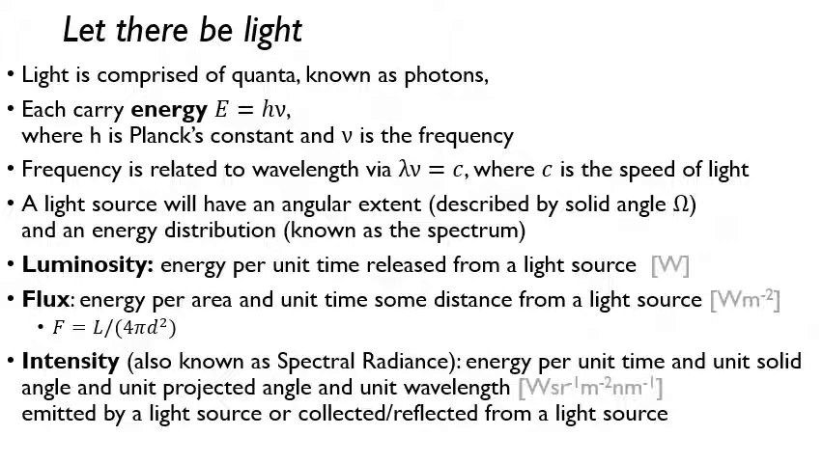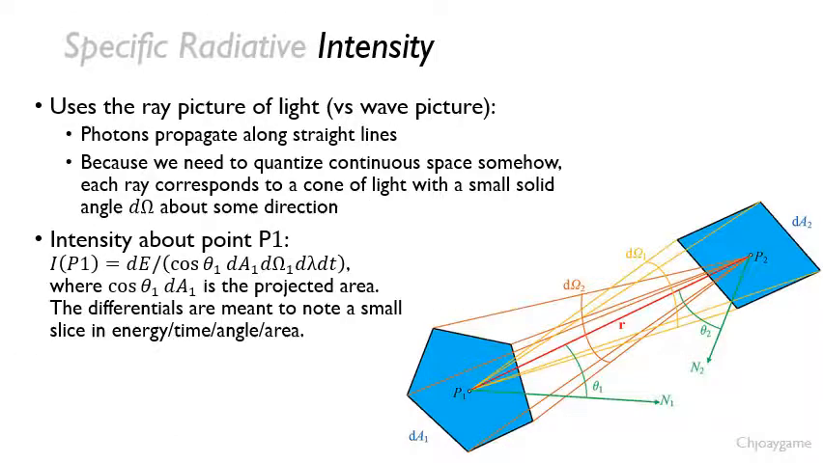So this is the energy per unit time and unit solid angle and unit projected angle and unit wavelength. Okay, watt per steradian per meter squared per nanometer. That's emitted by a light source or collected, reflected from a light source. So we'll elaborate more on this in a moment. So the specific radiative intensity is what To Build a Star calls intensity.